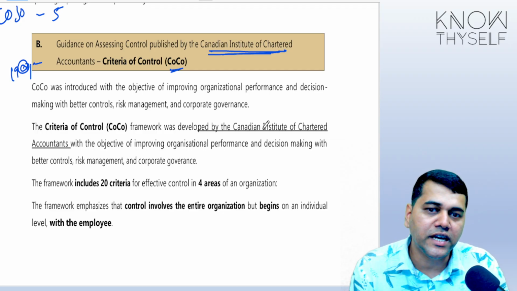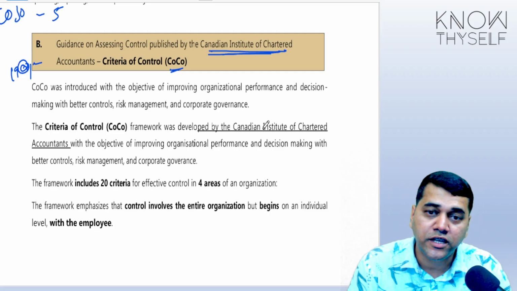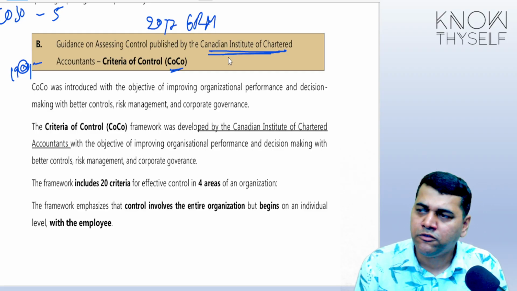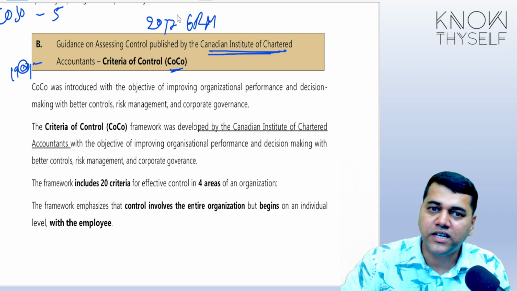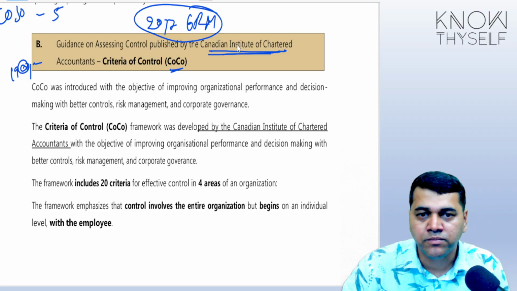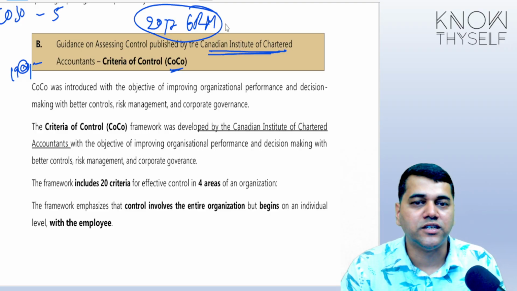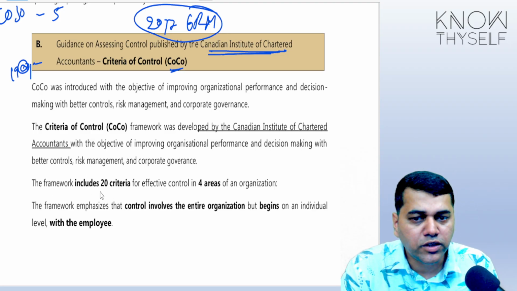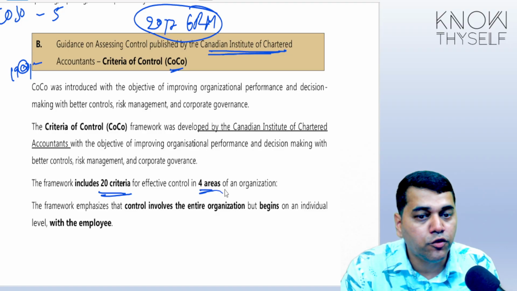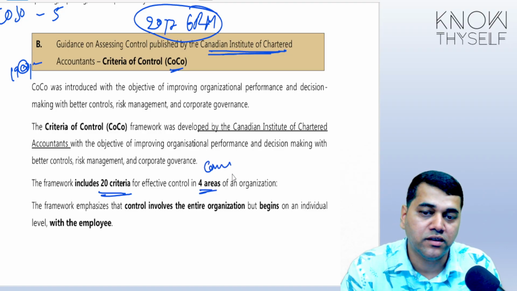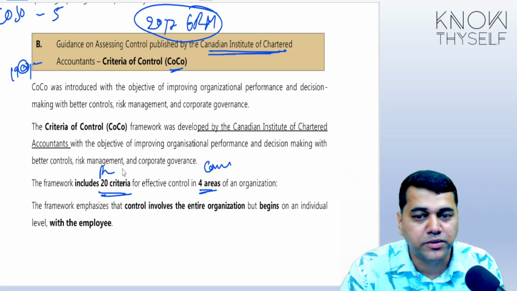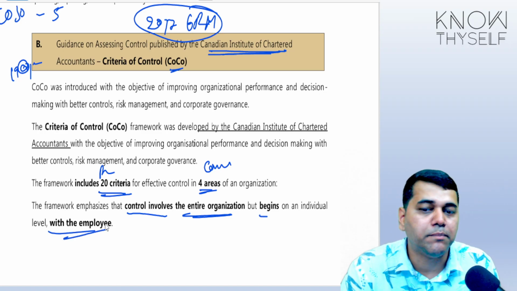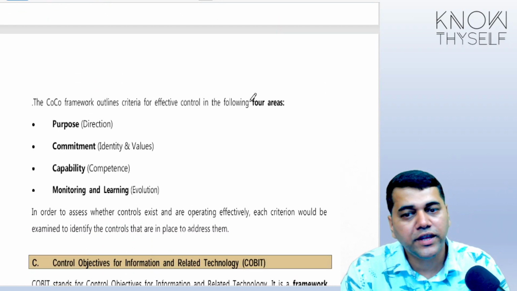But the moment the 1992 framework came, today worldwide, the 2017 ERM framework has been applied. That's why, students, once you have learned it, you go to any organization which has adopted the COSO framework and you understand how they have organized it and how to test it, because it becomes like a language. Now, this framework includes 20 criteria in 4 areas. 4 areas are more like components; 20 criteria are more like principles. The control involves the entire organization but begins with the employees. What are those 4 areas?